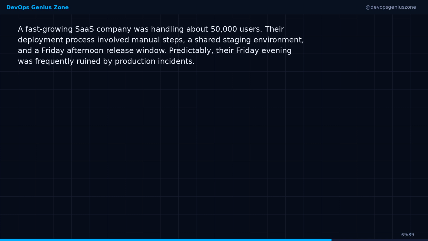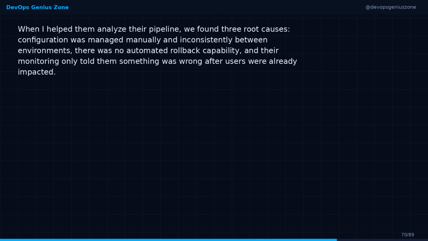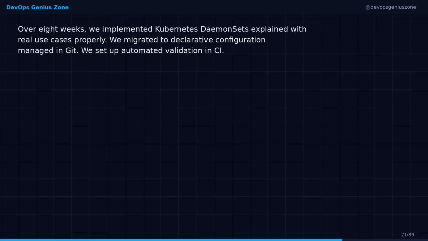Let me tell you about a real situation. Details changed to protect confidentiality, but the core story is accurate. A fast-growing SaaS company was handling about 50,000 users. Their deployment process involved manual steps, a shared staging environment, and a Friday afternoon release window. Predictably, their Friday evening was frequently ruined by production incidents.